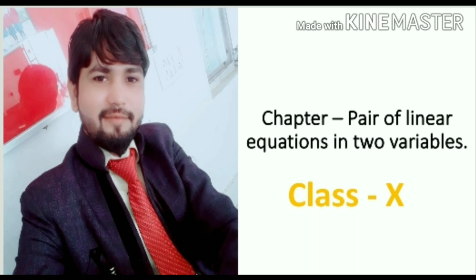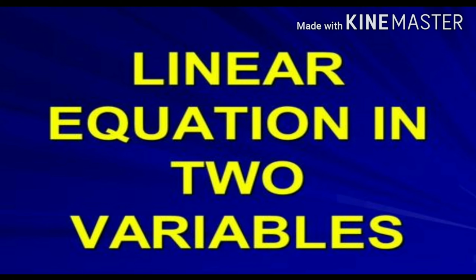I'm here with you and today we are going to start a new chapter, that is pair of linear equations in two variables. As you already know what variables are, those values are not fixed. They are called variables. It means according to the condition, according to the situation, values change, that is known as variables. So our chapter is pair of linear equations in two variables. First we will introduce the pair of linear equations in two variables.